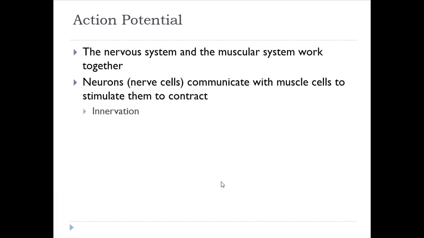So what is action potential? Potential tells you that it's something that could happen, and when that potential is met, there's some action that occurs. So what's going to happen here is that the nervous system works really well with the muscle system.